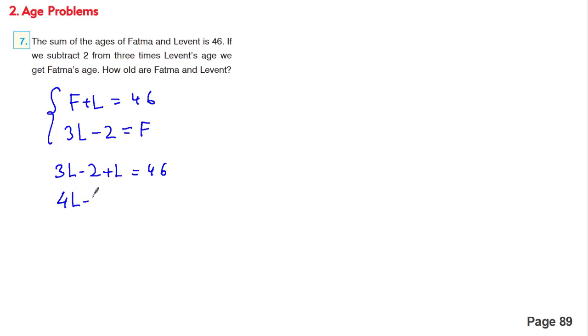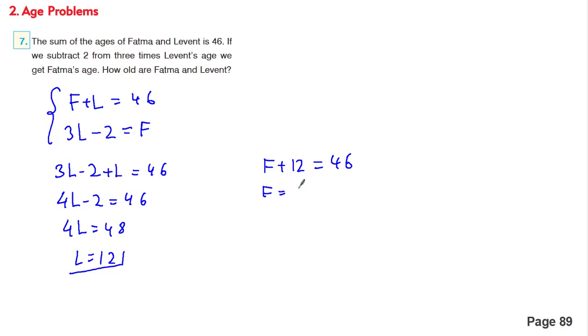That means 4L minus 2 is 46. 4L is 48 by adding 2. That gives us Levent's age being 12. If Levent is 12 years old, that leaves us with Fatma plus Levent, which is 46. Fatma is 34 years old.